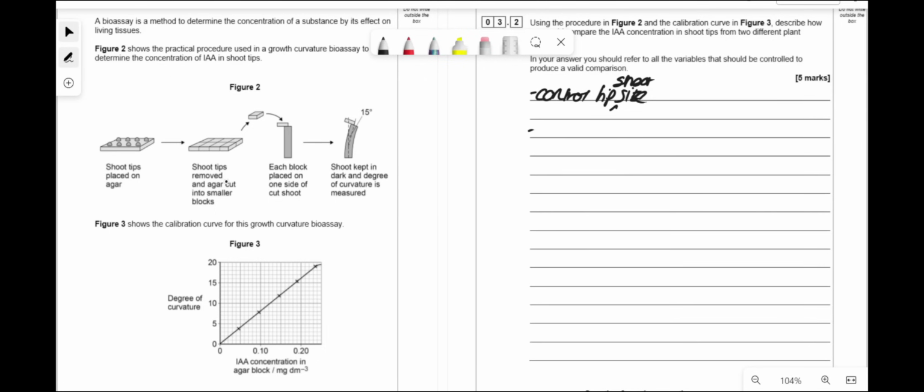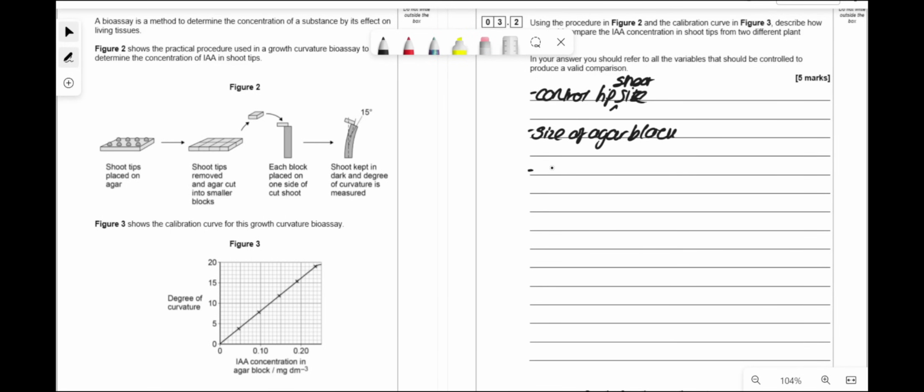They've removed shoot tips and the agar has been cut into smaller blocks. So obviously we need to control how much agar we're using, the size of the agar block. Because if we have a massive block and it's absorbed loads and loads of IAA, then that's going to obviously mess up our results. So we need to have the size of the agar block controlled as well.